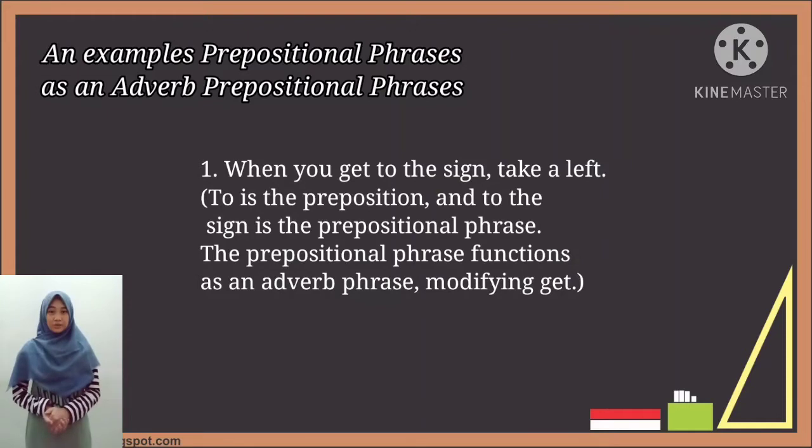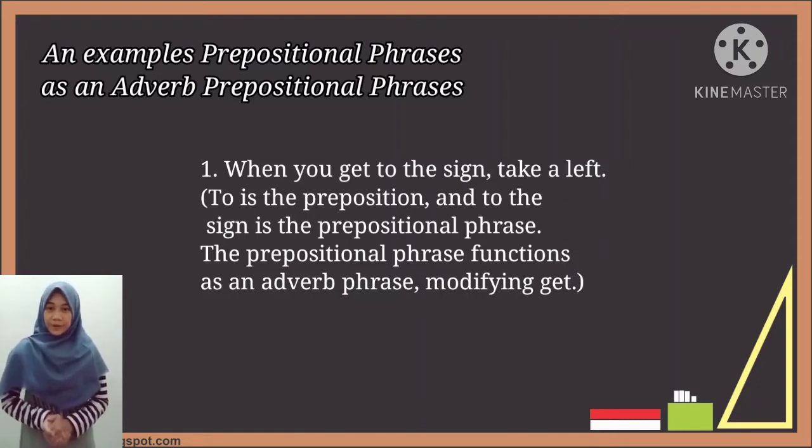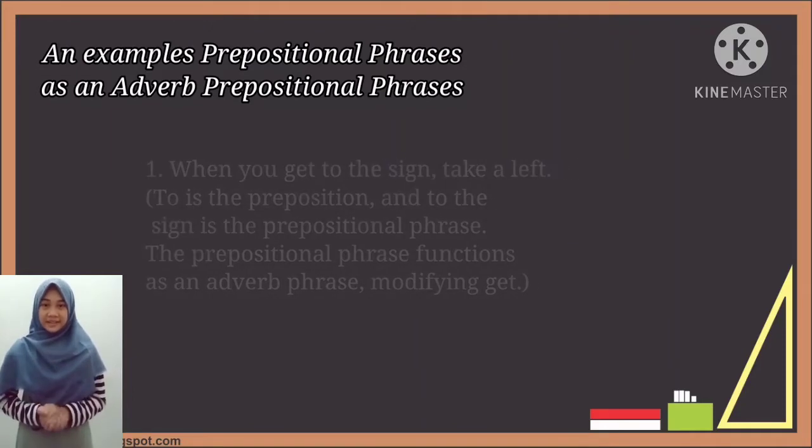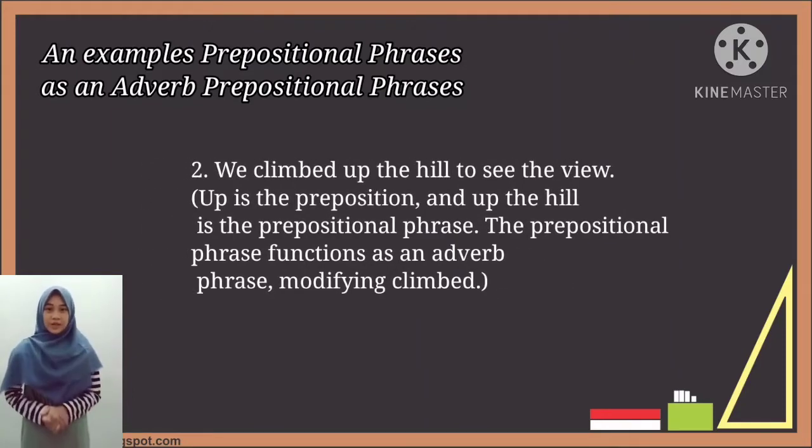When you get to the sign, take a left. To is the preposition and to the sign is the prepositional phrase. The prepositional phrase is an adverb phrase modifying get. Number 2. We climb up the hill to see the view. Up is the preposition and up the hill is the prepositional phrase. The prepositional phrase functions as an adverb phrase modifying climb.